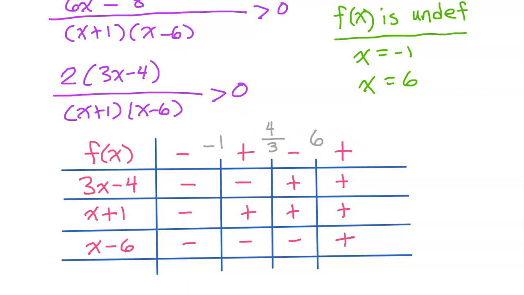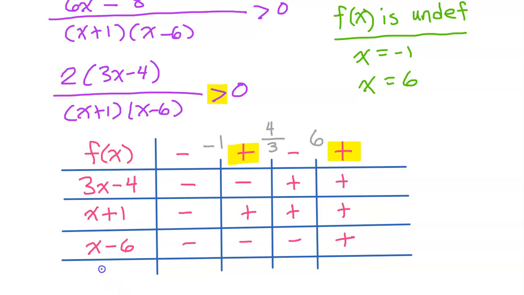We are interested in the values of x that will cause the function to be greater than 0. That means the solutions will be in this interval and this interval. Before I write up the final answer, you might have noticed that I ignored the 2. You can ignore the 2 because it is a positive constant.